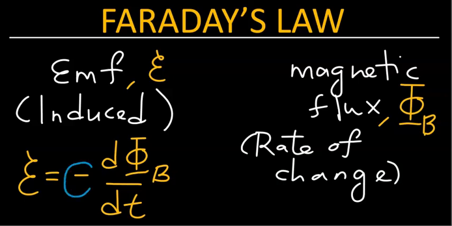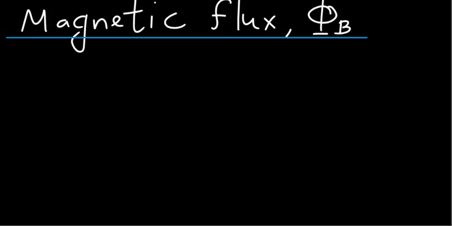This negative sign is crucial, and it is part of the sign convention, and although it is part of the sign convention, it is very important to determine the direction of the induced EMF. This is how we define magnetic flux.